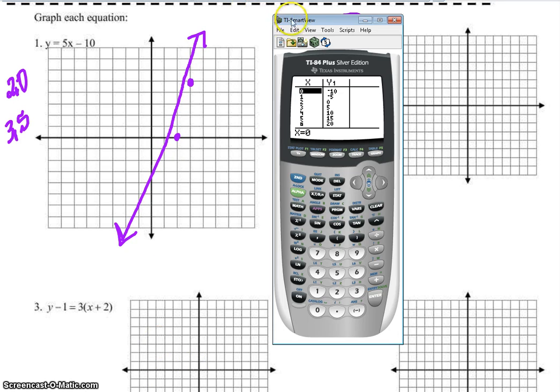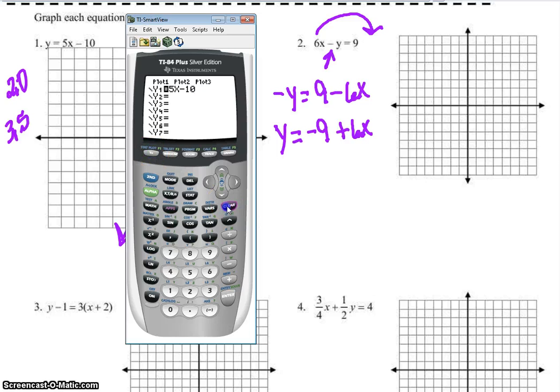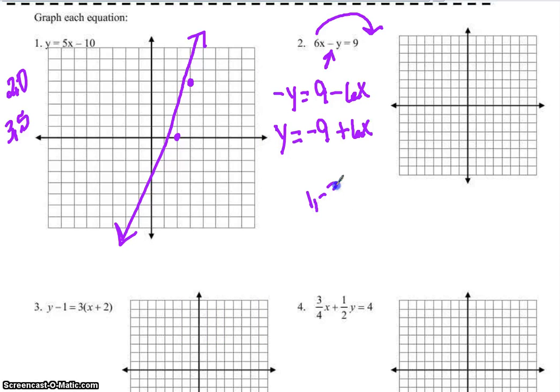So we'll go to y equal, and we'll put in negative 9 plus 6x. We'll go to our table, and I'm going to say 1, negative 3, and 2, 3 are both good points. So over 1, down 3, and over 2, up 3. Use your ruler. And these are really steep lines, and so they're kind of hard for me to draw. That's why you're going to use a ruler. Draw your line, put your arrows on it, you're done.